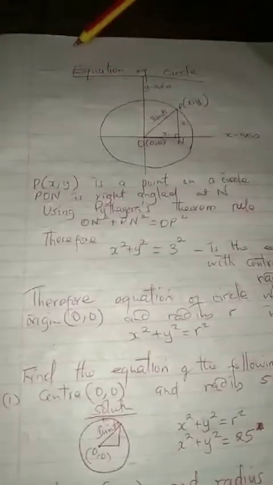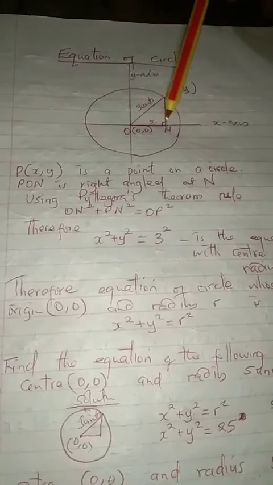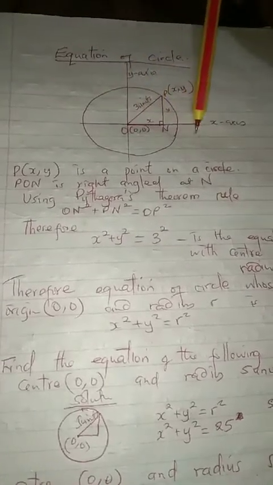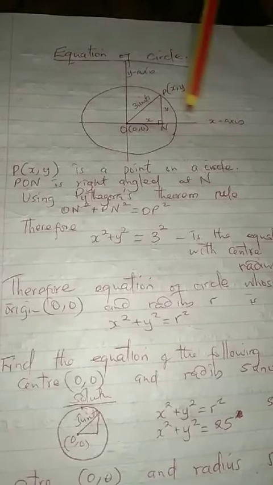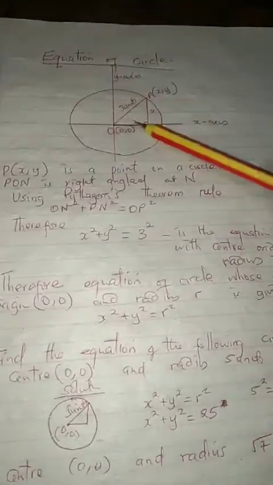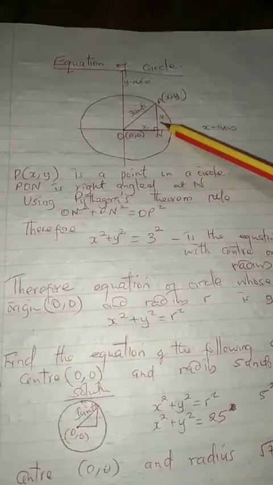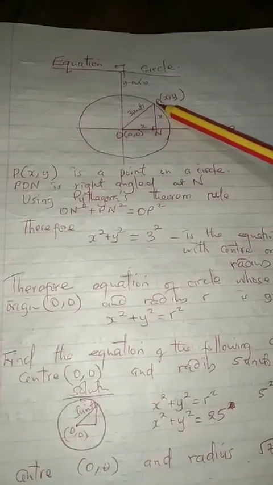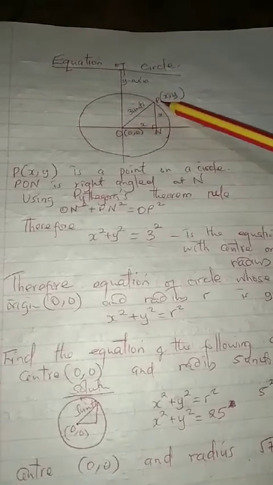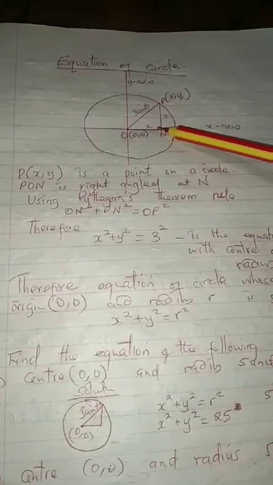Now today we have the topic called equations of a circle. If this is a circle and we have a line running through the center of the circle, that is the x-axis, and the one going up there, the y-axis. So we have between point O to P to N. You can see that P is just a point on the circle, while POn will form a right angle triangle at 90 degrees here. You can see this is 90 degrees.